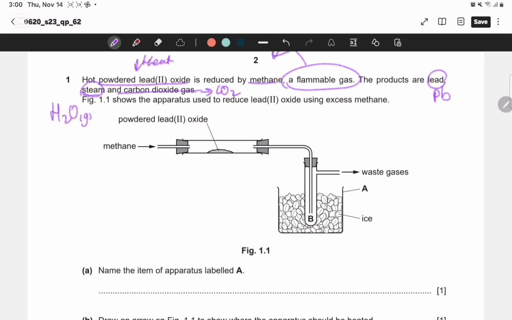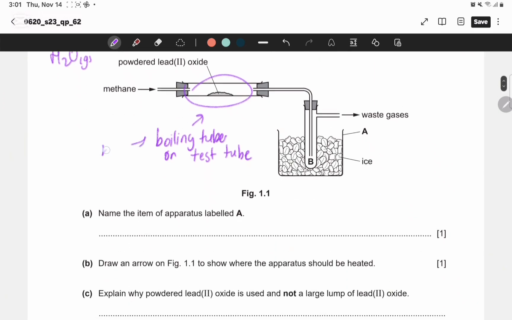Here's the figure. Let's try to label some of the apparatus. This is either a boiling tube or a test tube. Now they both look the same, but the main difference is that a boiling tube is used for heating, and a test tube you can use to just mix stuff or watch chemicals react, okay? And a boiling tube is thicker.